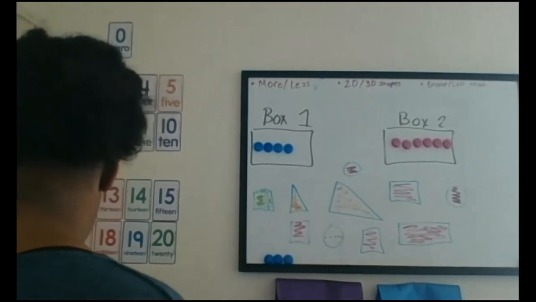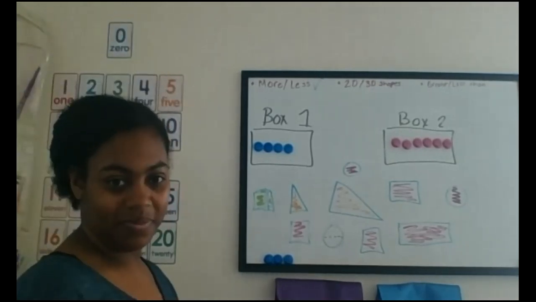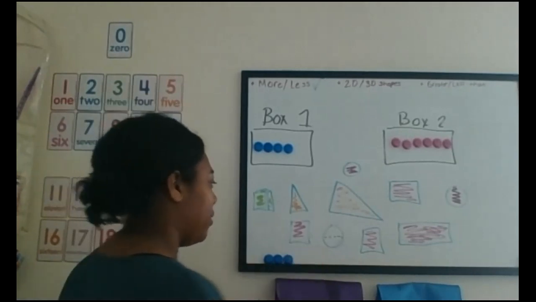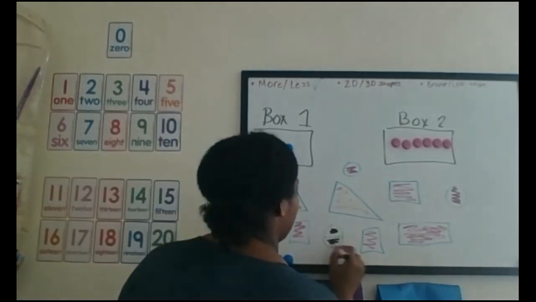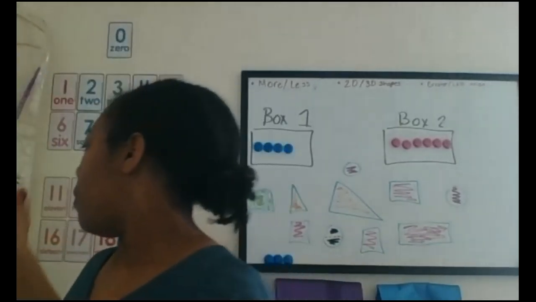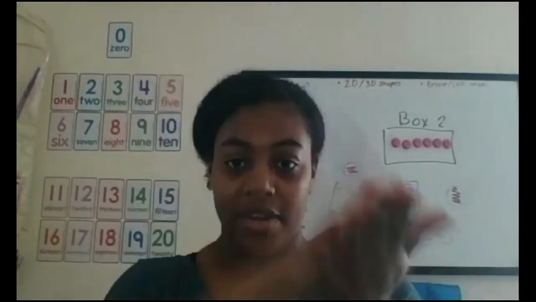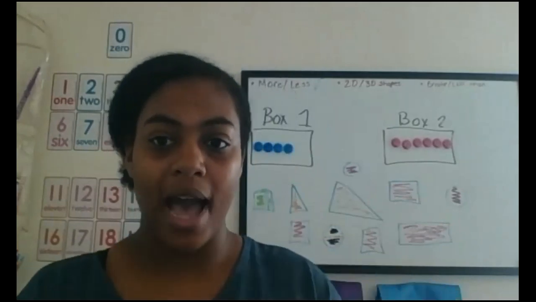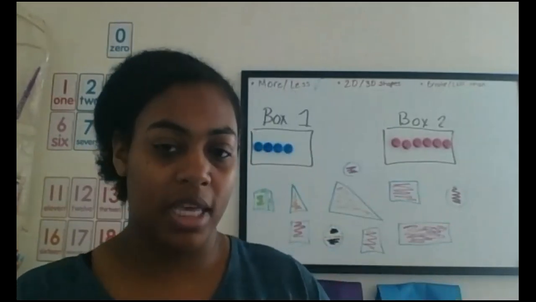Our sphere. Yes, all the way around. Good job. Let's color that in. That is our sphere. Excellent job on remembering our 2D shapes are flat, our 3D shapes are solid, and knowing the difference, what they look like.